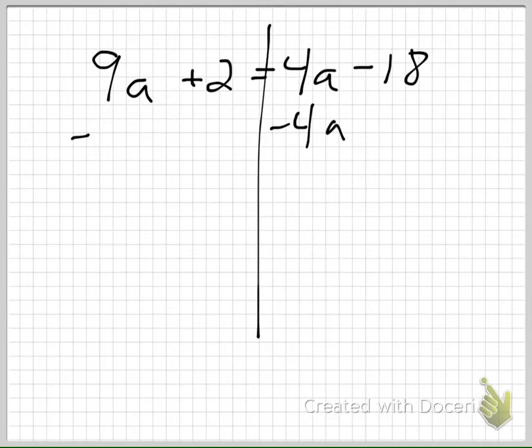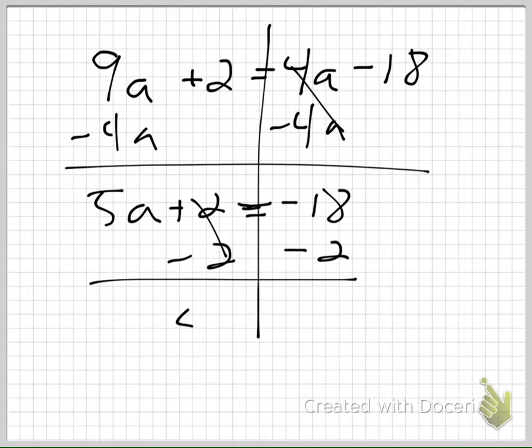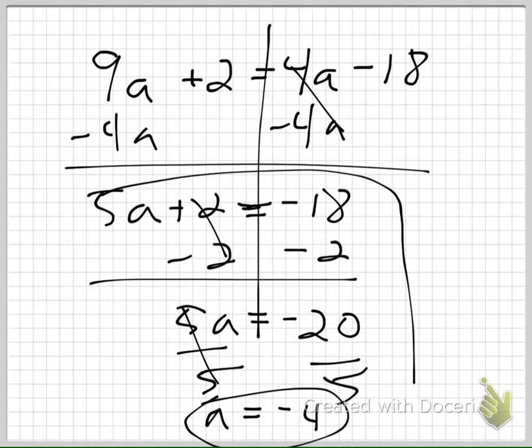So let's do that. Minus 4a. Let's solve this. 9a minus 4a is 5a plus 2 equals negative 18. Minus 2. 5a equals, what is negative 18 minus 2? Negative 20. I hope you know that. Divide by 5, a equals negative 4, right? Makes sense? Once you get to this point, we've been doing this now for several days. Agreed? Okay.